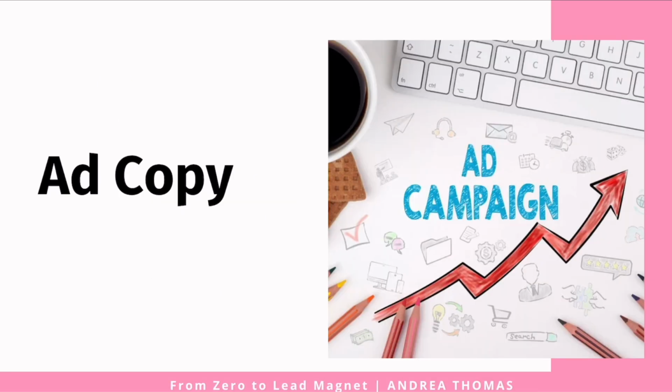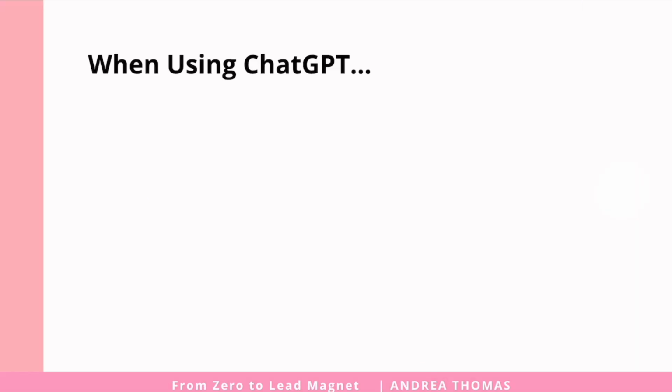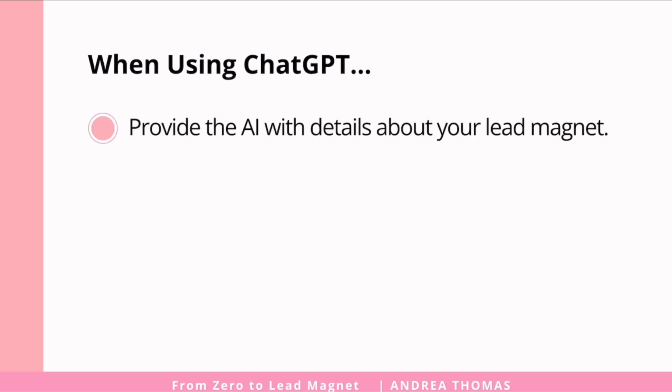And then I will tell you, if you're interested in promoting your lead magnet, you can ask the AI to write ad copy for you. And when using ChatGPT to help you with that, if you're using the same conversation you used to create the lead magnet, it's really helpful because the AI will have all of the details about your lead magnet. But if you're using a new conversation, you're going to need to make sure to provide it with details about your lead magnet.